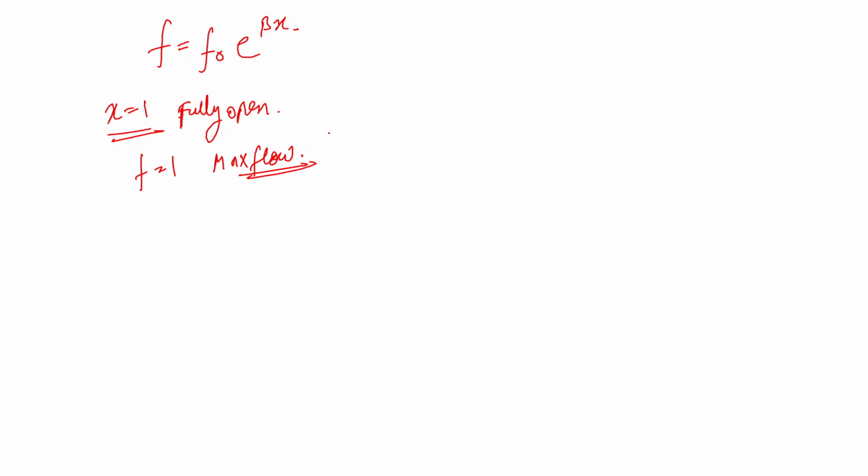Since the flow will be maximum, the ratio F upon F max will be 1. That is why we write this ratio of the flow as 1. So using that, we get 1 is equal to F naught e raised to beta. So we get the value of beta as ln of 1 upon F naught.